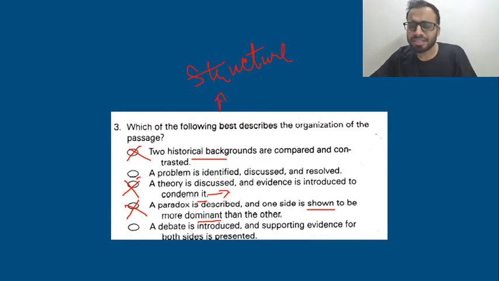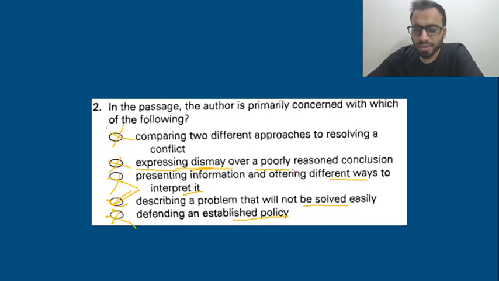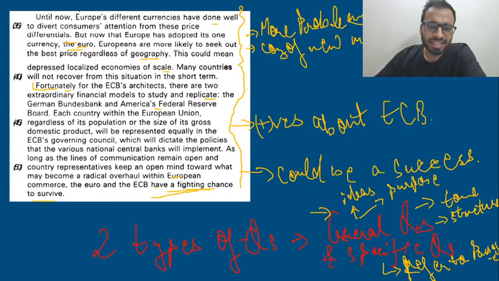E: A debate is introduced and supporting evidence for both sides is presented. Now I am left between E and B. B says the problem is identified. Yes, the problem was identified. It is discussed. Yes, it is discussed. Was it resolved though? The author was optimistic in the end, but did the author resolve it? The author did not resolve it, did he? Or did she?